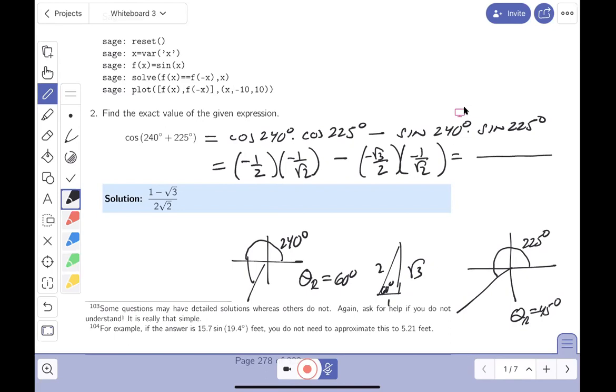Well, the denominators are the same in both cases. I hope you realize that. It's 2√2, right? And what do you get for the numerator? Well, minus 1 times minus 1 is 1. And then you get minus √3. That's done. Let's go to the next one.